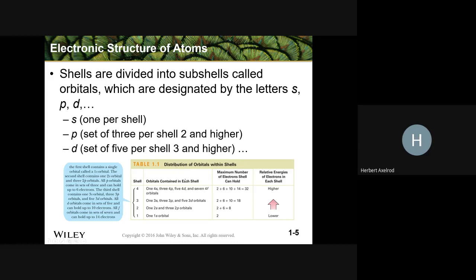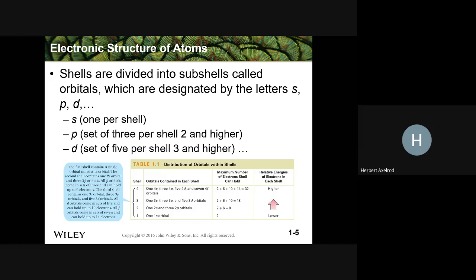And it turns out that you can hold only a maximum number of electrons in each type of orbital. Okay, so s orbitals can contain up to a maximum of 2 electrons. The p orbitals, you can put electrons in p orbitals, but you can't put more than 6. Okay, and then in the d orbitals, you can put up to 10 electrons, but you can't put more than that. The f orbitals, you can put a maximum of 14 electrons.